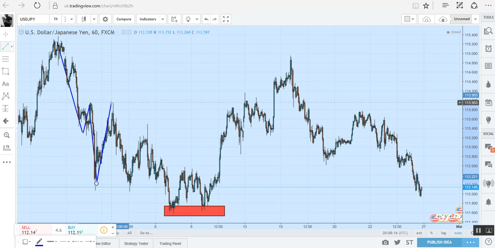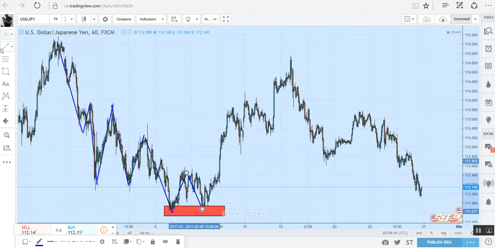It came up to this previous structure here, came back down, and formed a double bottom. The market tried to rally, but then it put in a lower high, and then came back down, creating a new structure low. Then the market rallied into the previous structure, back down again, forming a double bottom. And then we can see the market has rallied, breaking the two previous structure highs.